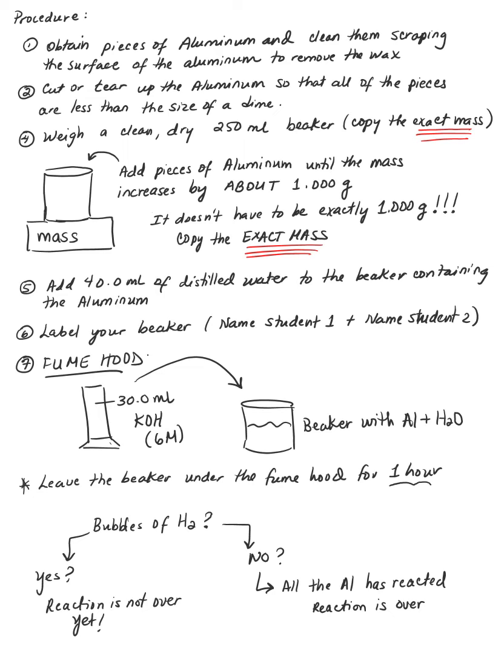We can determine if the reaction is over by looking at the beaker. As soon as you add the potassium hydroxide, your reaction will start and you will be able to see bubbles of hydrogen forming. Once the reaction is over, there are no more bubbles forming in your reaction, and that's how you can determine if the reaction is over.